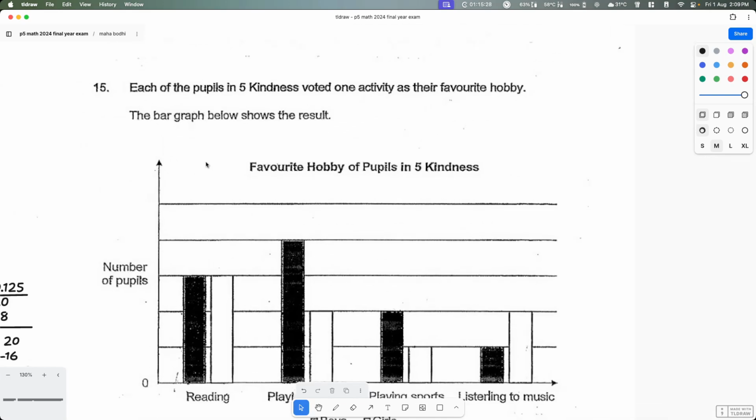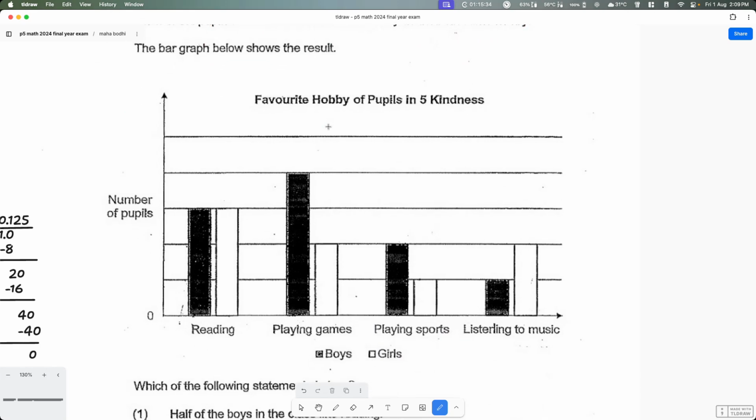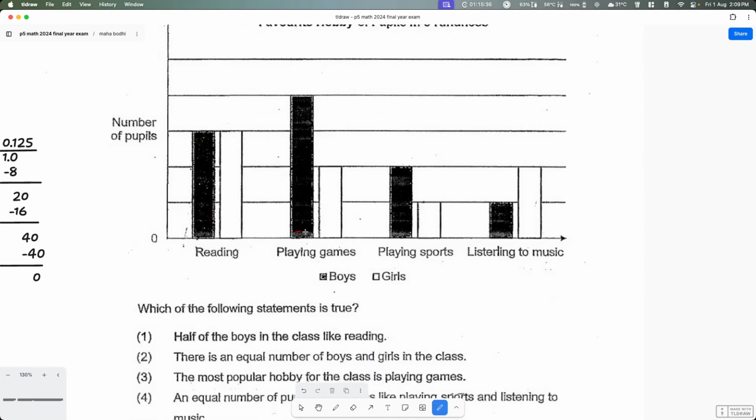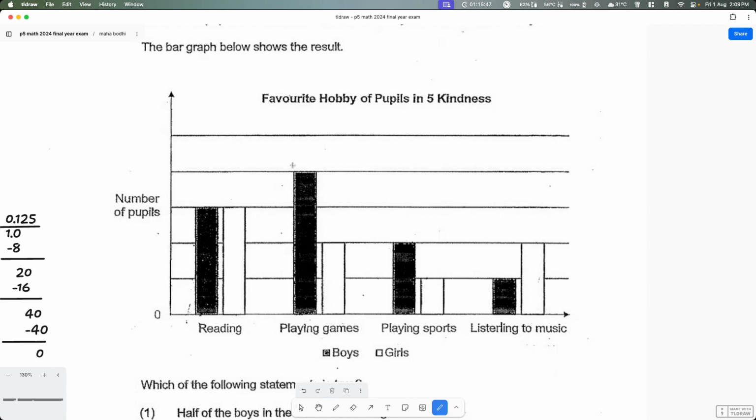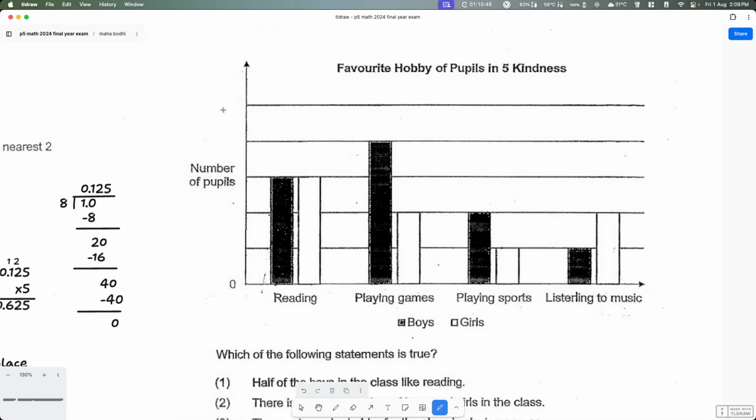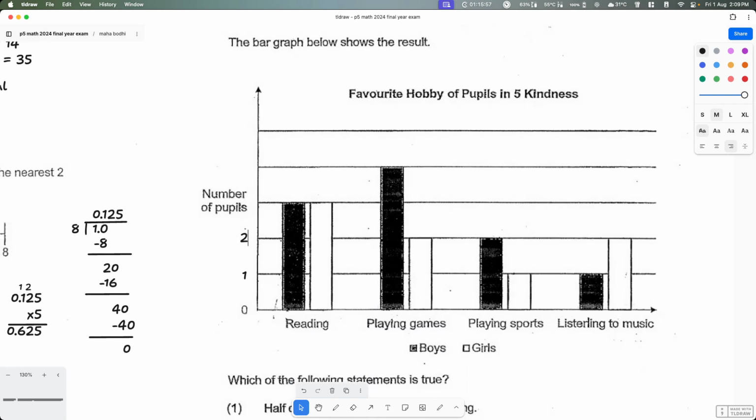Okay, so each of the pupils in Fine Kindness voted one activity as their favorite hobby. The bar graph below shows the result. Okay, so you have reading, playing games, playing sports, and listening to music. Which of the following statement is true? Half of the boys in the class likes reading. Okay, so in this case, we don't know what's the number of pupils, but we can assume. So let's assume this for every line is just one, because it's simpler lah. Okay, 1, 2. So it doesn't say how many total number of pupils.